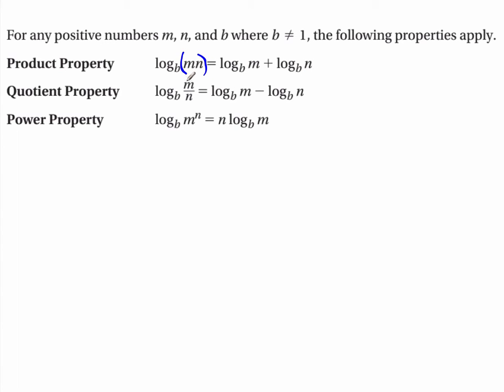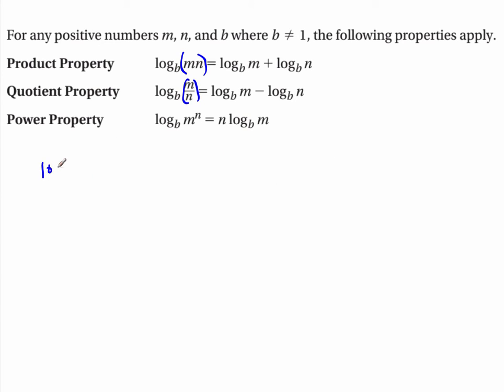If I have a quotient, m divided by n, then that is the difference of the logs. So that's log base b of m minus log base b of n. The power property says log base b of m to the n is equal to n times log base b of m. Now this one's fairly straightforward to show.